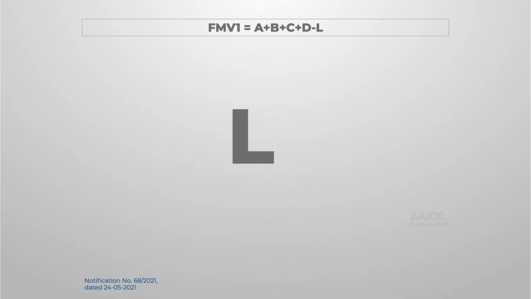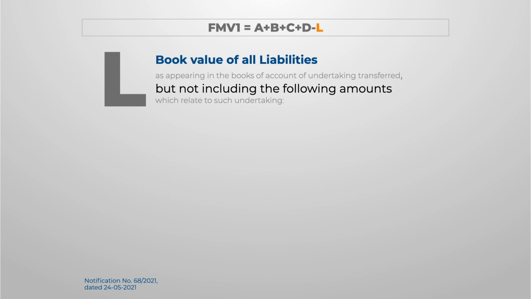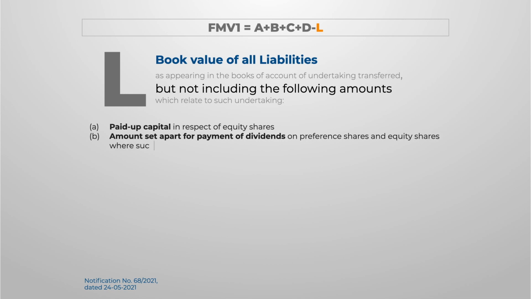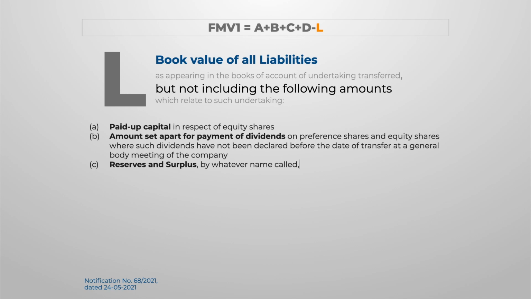Component L is the book value of all liabilities, as appearing in the books of accounts of undertaking transferred, but not including the following amounts, which relate to such undertaking. A. Paid up capital, in respect of equity shares. B. Amount set apart for payment of dividends, on preference shares and equity shares, where such dividends have not been declared before the date of transfer, at a general body meeting of the company. C. Reserves and surplus, by whatever name called, even if the resulting figure is negative, other than those set apart towards depreciation.